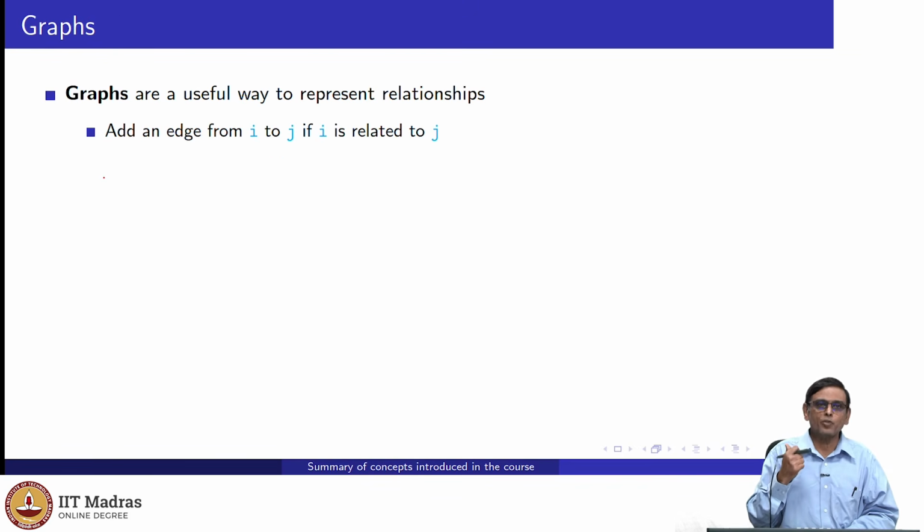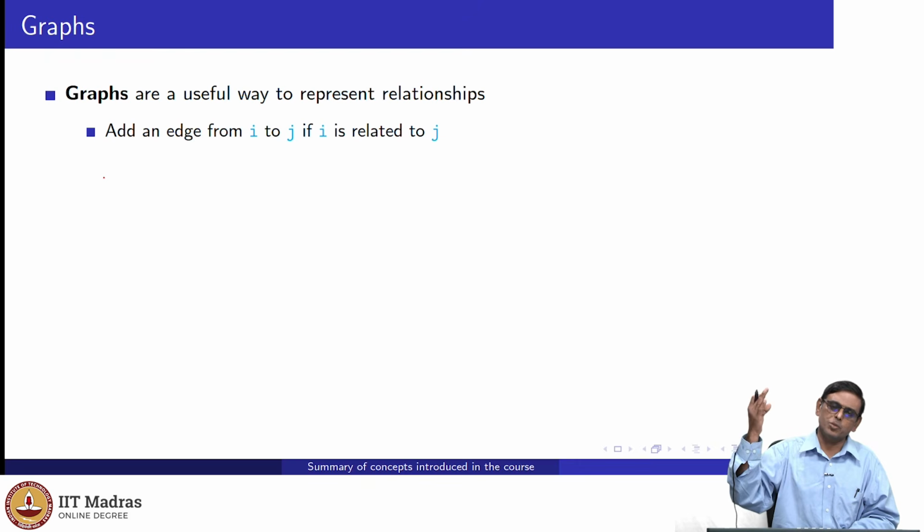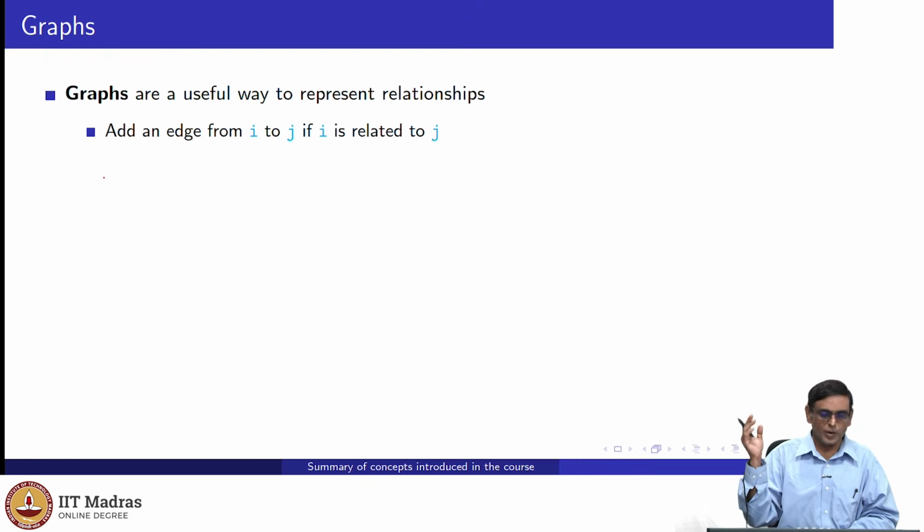Now we saw another type of interesting thing called a graph, right? Whenever you have a relationship where you want to show that I is related to J, J is related to K, K is not related to I, you draw edges, right? Between I and J, if I is related to J, J to K, you draw an edge from J to K. K is not related to I, so there is no edge.